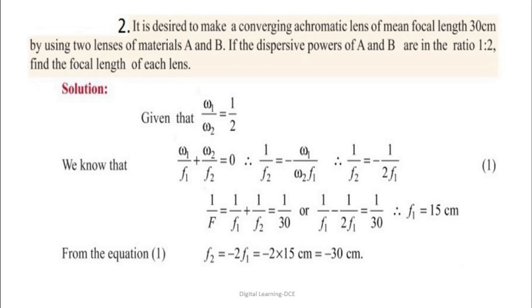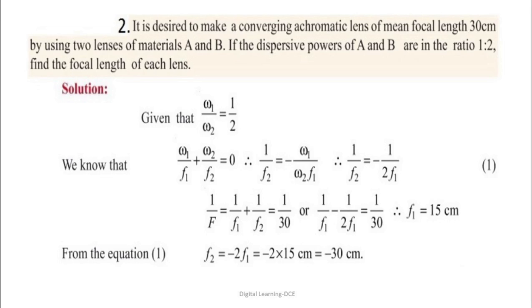Going to the next problem. It is desired to make a converging achromatic lens of mean focal length 30 cm by using two lenses of materials A and B. If the dispersive powers of A and B are in the ratio 1:2, find the focal length of each lens.